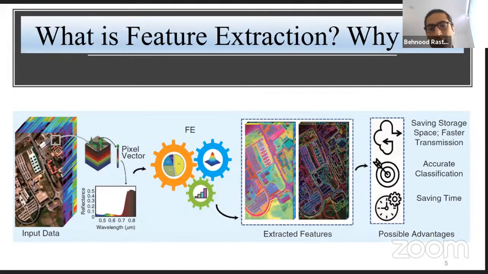So what is feature extraction and why do we use it? In feature extraction, we are searching for a few informative features which can represent our data and help us to classify our data. There are at least three main advantages of using feature extraction: it saves storage space or allows faster transmission, it helps to improve the classification considerably, and it also saves time.